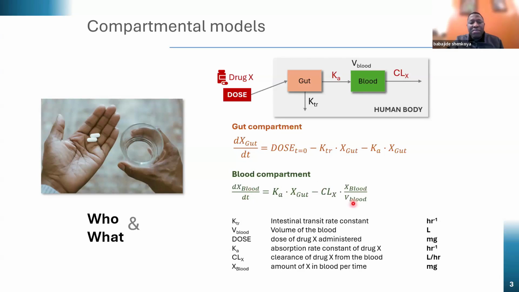Then if you come to this side, because I am using clearance, and clearance is measured in liter per hour, I need to use concentration in that case so that the volume of blood, which is in liter, can cancel the liter part of the liter per hour. And then at the end of the day, when you bring all this together, the unit goes back to milligram per hour. That means that we are ensuring or preserving unit consistency, which is what we call mass balance.